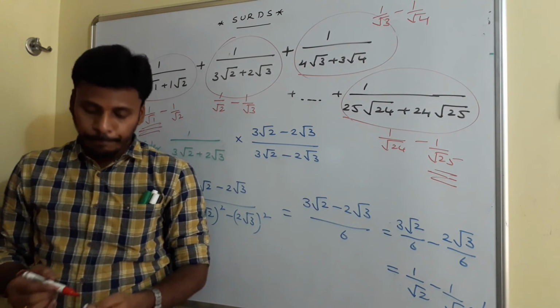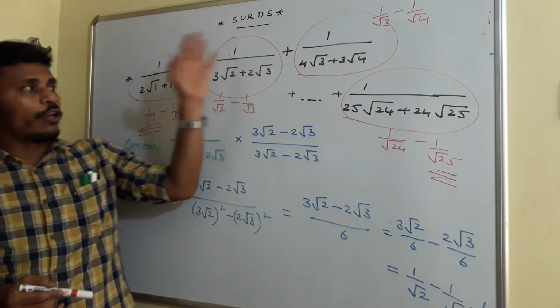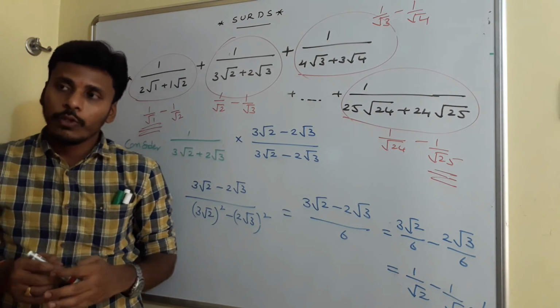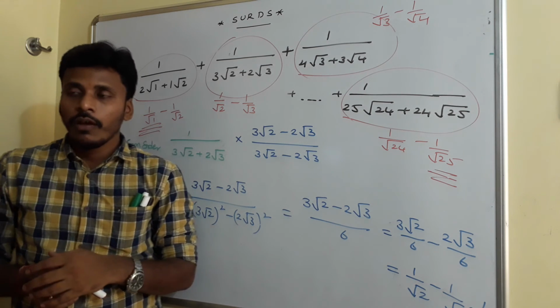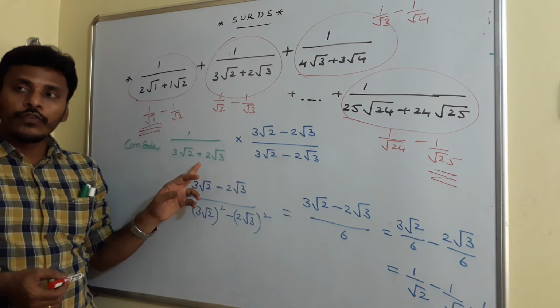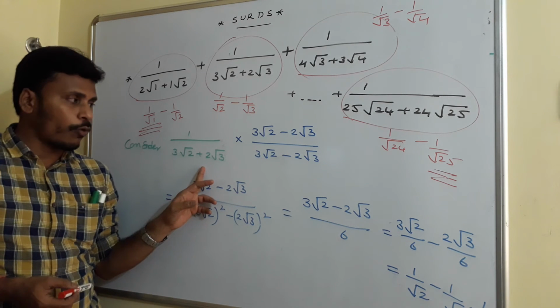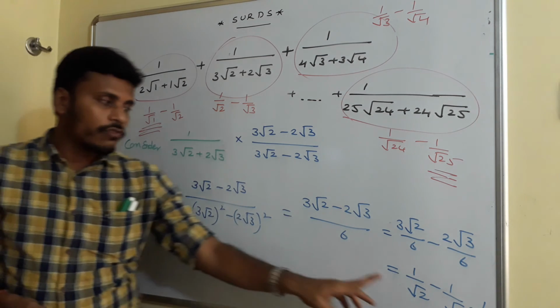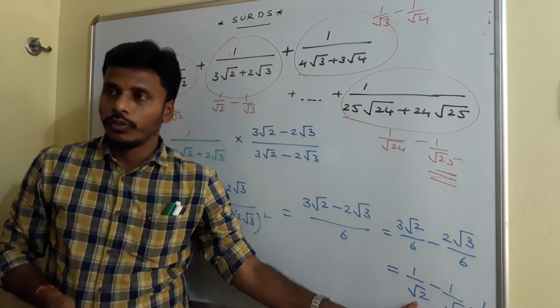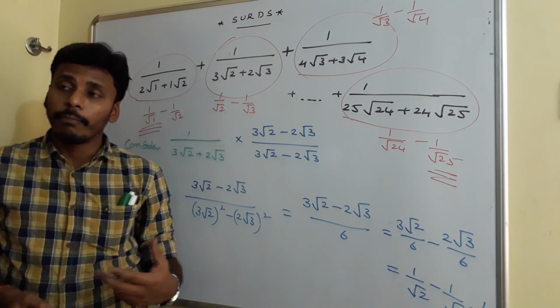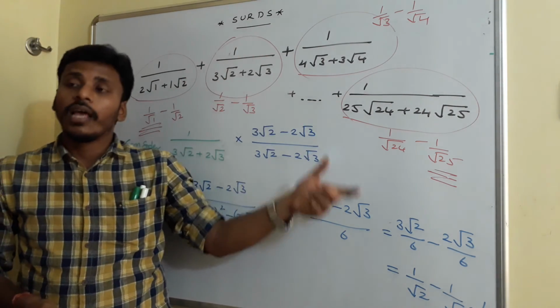Think again. You need to find the simplified value for the problem. So to find the simplified value for the sum, you just start with any one of the terms. For my convenience, I took 1 by (3 root 2 plus 2 root 3). If you rationalize the denominator by multiplying with 3 root 2 minus 2 root 3, your answer is 1 by root 2 minus 1 by root 3. So with this idea, I am able to write every term of this summation like this.